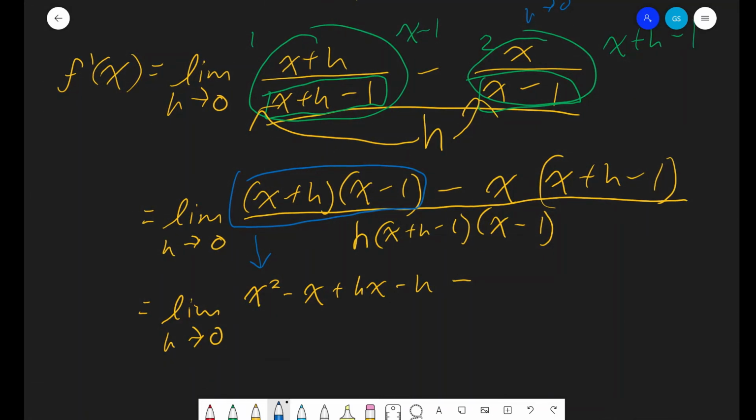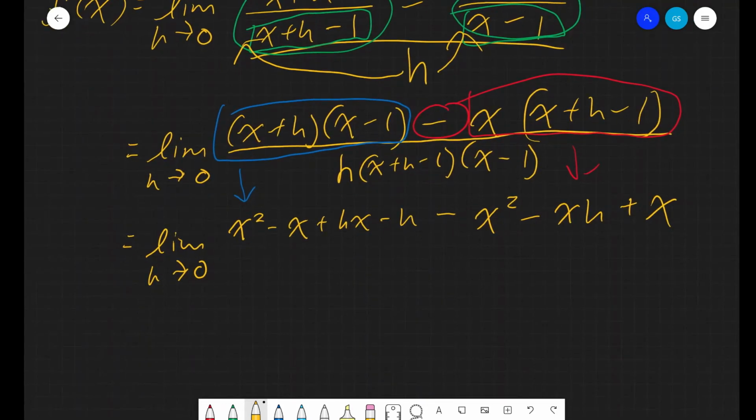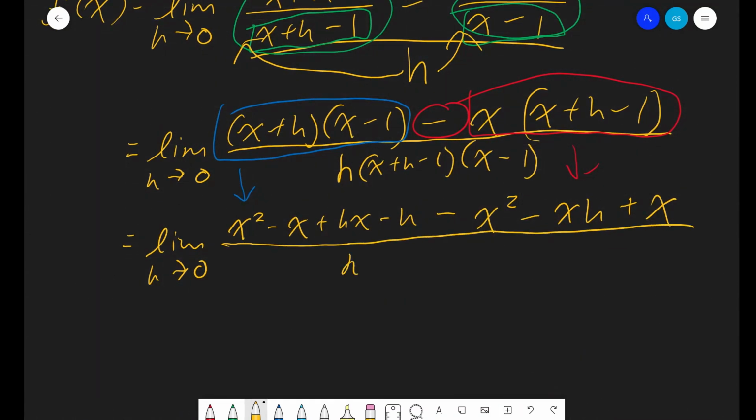Then I'm expanding, let's do this guy over here. So then you get x squared minus, because there's a negative sign here, we have to watch out for. So we have to include that. We have x squared, negative x squared, minus xh plus x, because that's a minus 1 times a negative x, all over this lovely denominator.